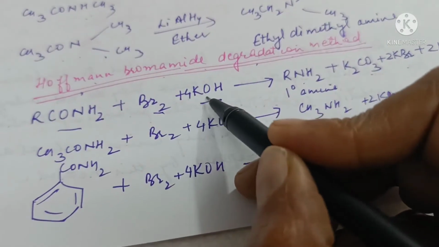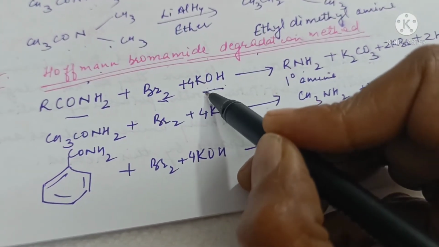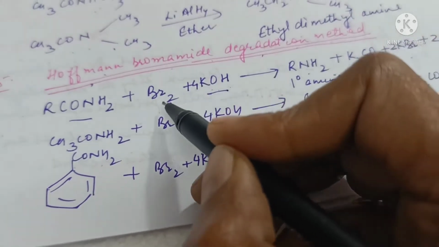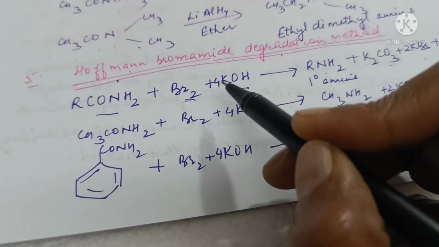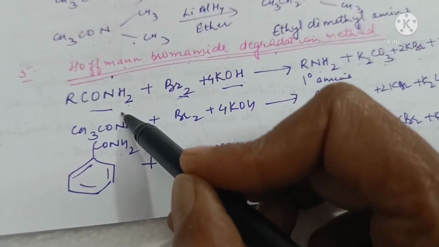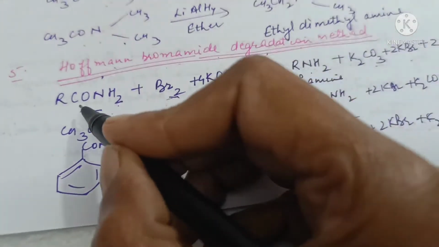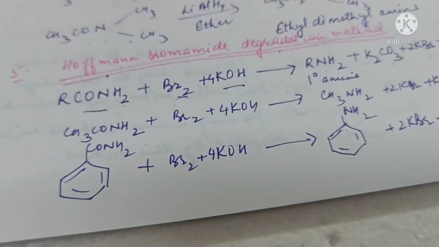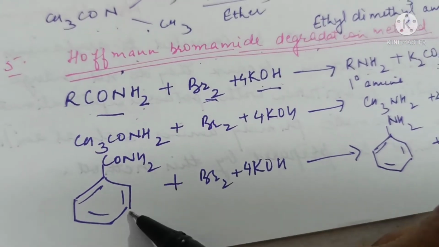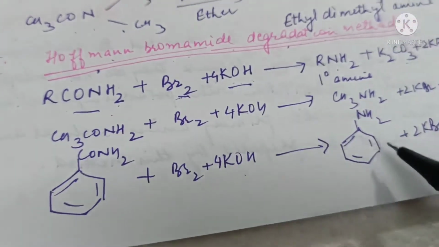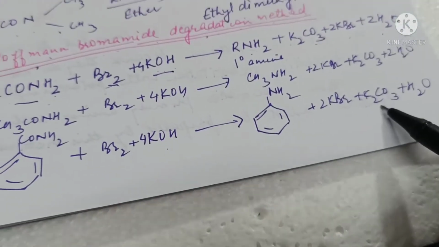Hock, if you read KOH backwards, it is HOK. Hoffman bromamide. So three reactants are KOH, bromine and amide. And degradation means the amine that will be produced will have one carbon atom less than the amide that was taken. If we react benzamide with bromine and KOH, we get aniline, one carbon less, and KBr and potassium carbonate and water.